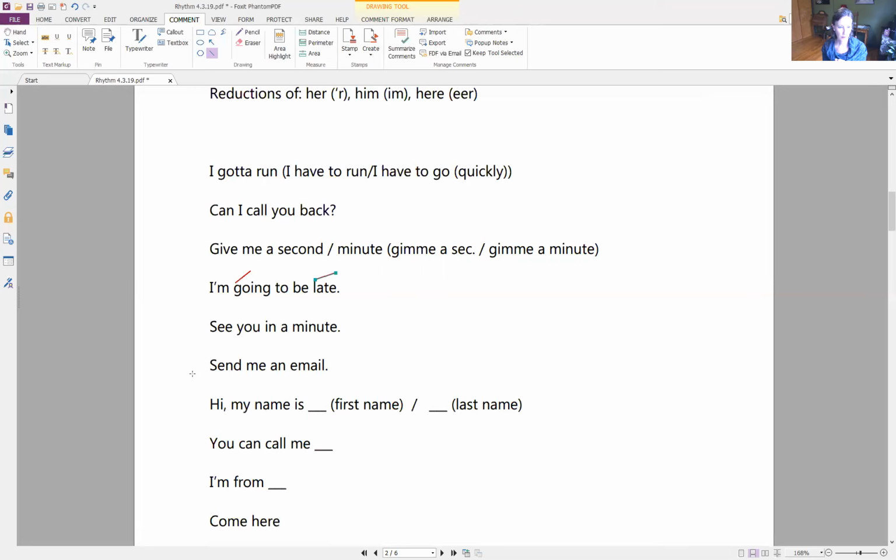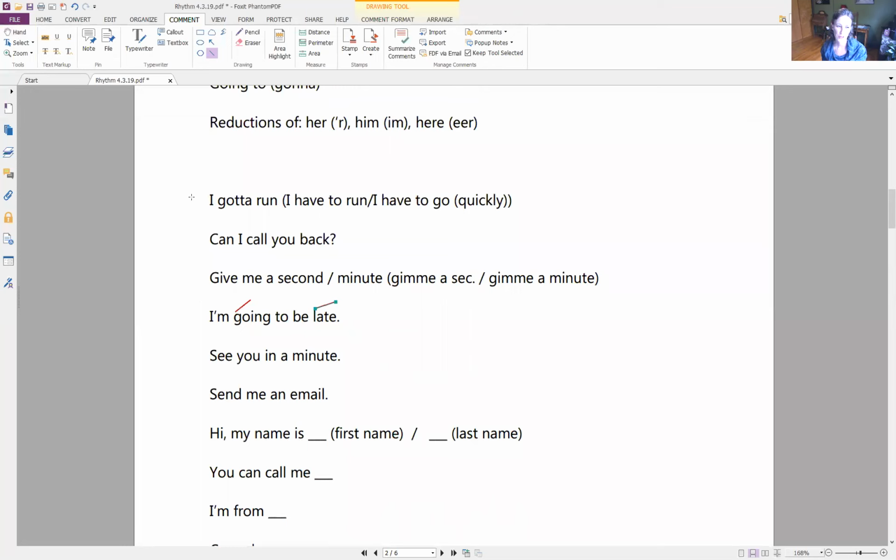I want to do another one with have to. Well, the first sentence, I guess, is really good for have to, because what oftentimes will happen is if I'm going to say a concept like I have to run, which you can totally say, I have to run, people will also change it totally to gotta. I gotta run. Run is the primary stressed word. It gets the most stress. Gotta gets a little bit. I gotta run. I have to go quickly.